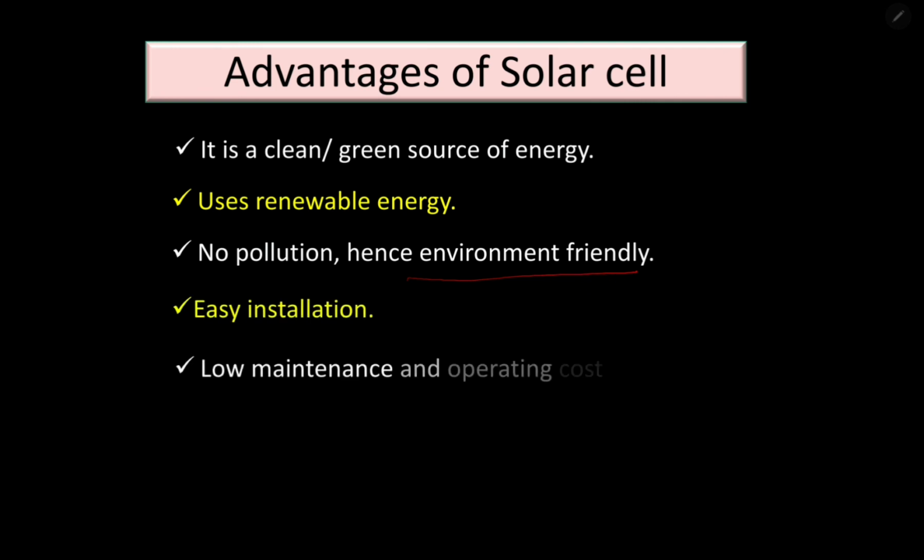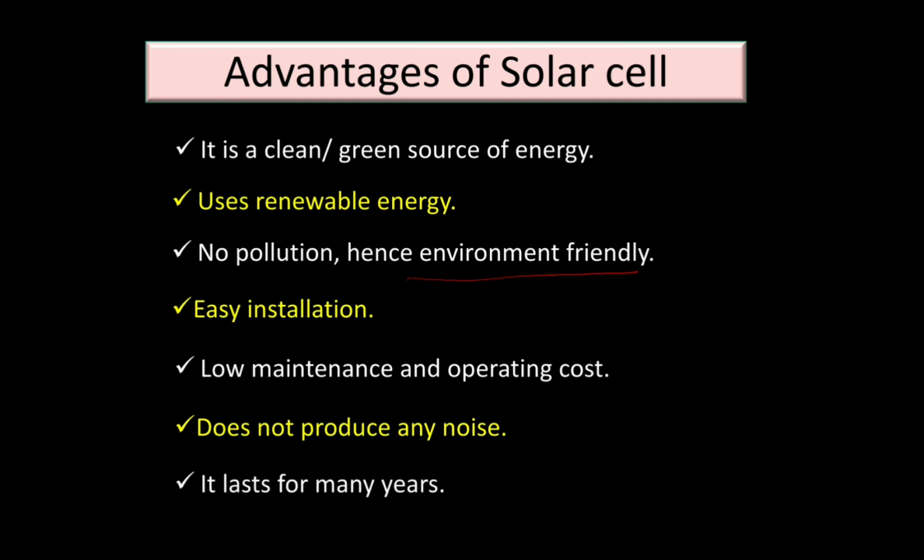Easy installation, low maintenance and operating cost. Installation cost initially is very high, but once it is installed, after that the maintenance fee is very less and the operating cost is also less. It does not produce any noise, like if you put some generator or something, they will be producing noise, right? But here we are not getting any noise. It lasts for many years. Once installed, it will work for many years. So these are some of the advantages of solar cell.